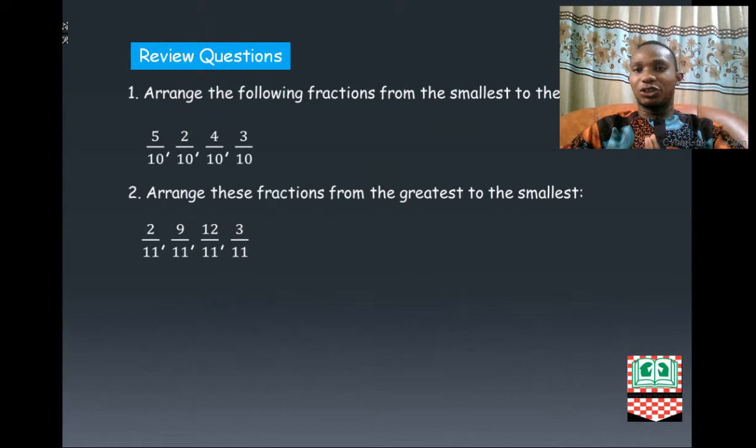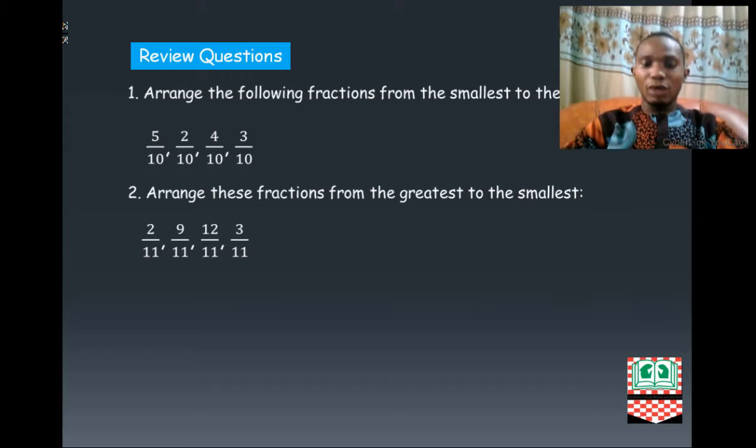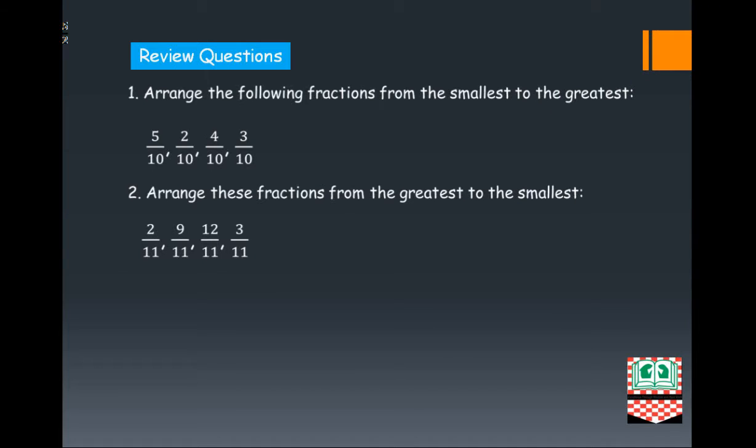Quickly to a review question. I'll need you to quickly answer this based on what you were taught last week. Remember, last week you were taught ordering fractions with the same what? Beautiful, that's right. Now let's look at these review questions. Arrange the following fractions from the smallest to the greatest: 5 over 10, 2 over 10, 4 over 10, and 3 over 10. The second one is 2 over 11, 9 over 11, 12 over 11, and 3 over 11. You can pause this video to answer the question.